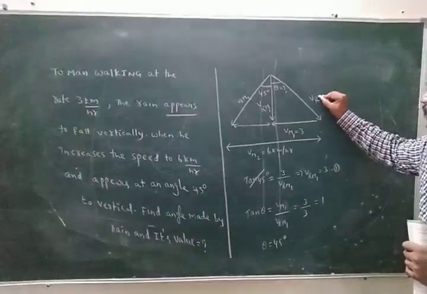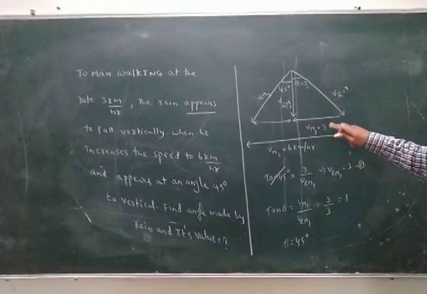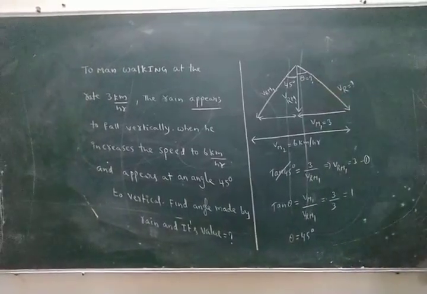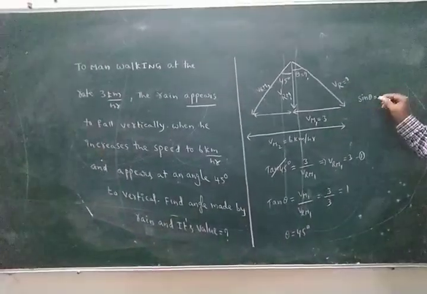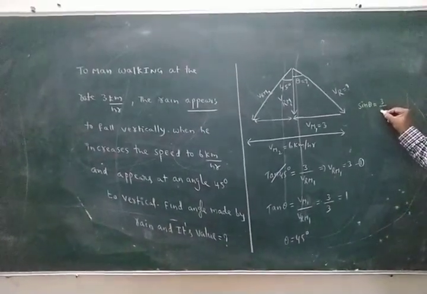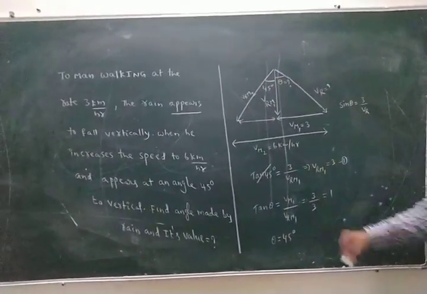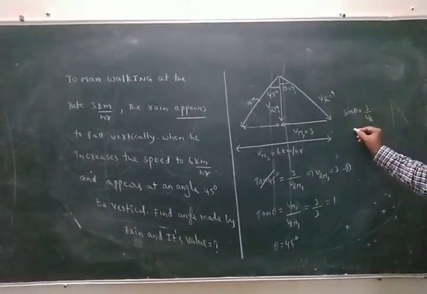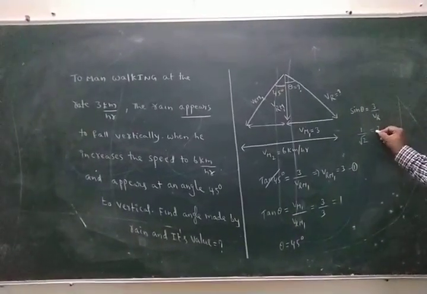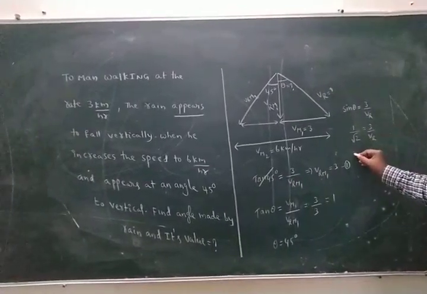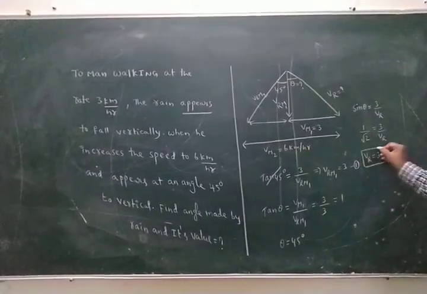Next, find VR. For this theta, this side is the opposite, this side is the hypotenuse. Take sin theta. Sin theta equal to the opposite side 3, the hypotenuse side is VR. Here this theta can be determined. Theta value 45, sin 45 value 1 by root 2 equals 3 by VR. What is the VR value? 3 root 2. Very important, notice now.